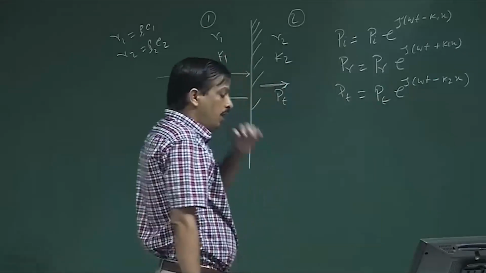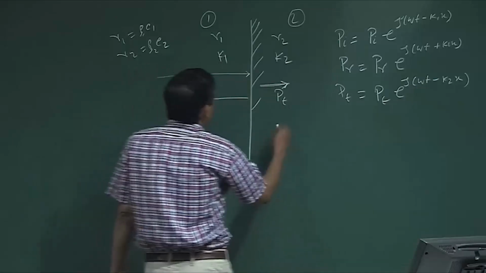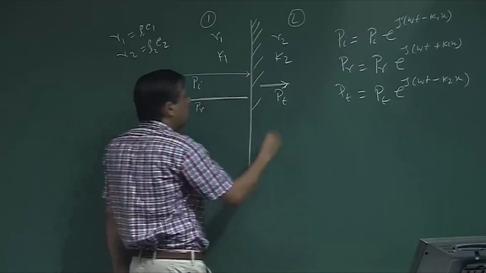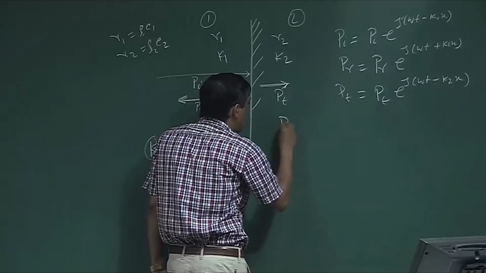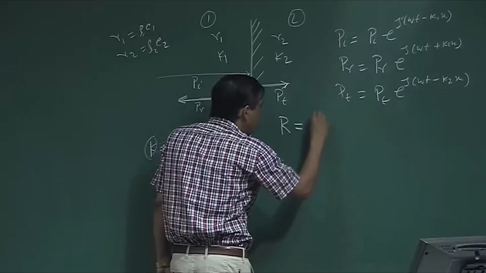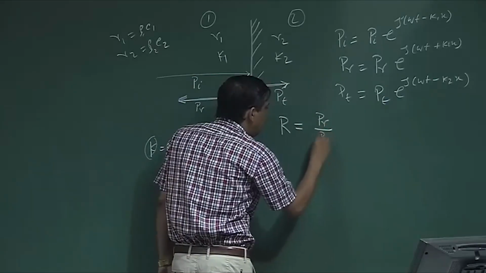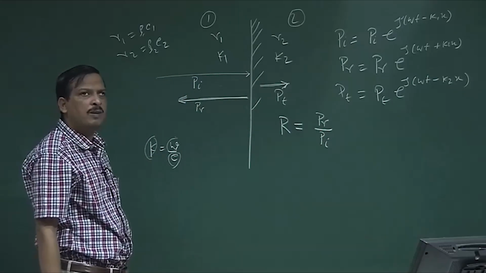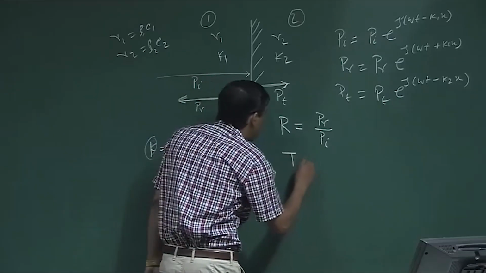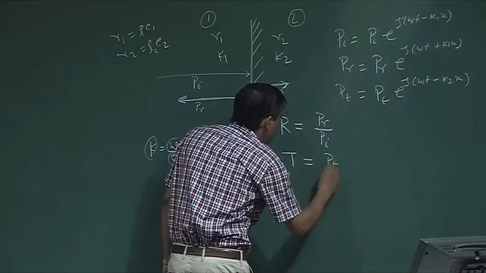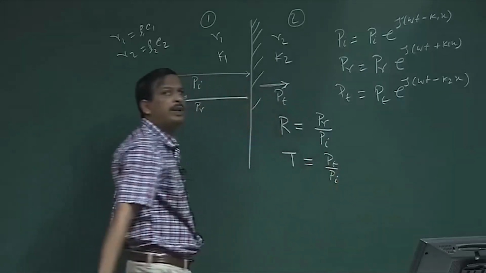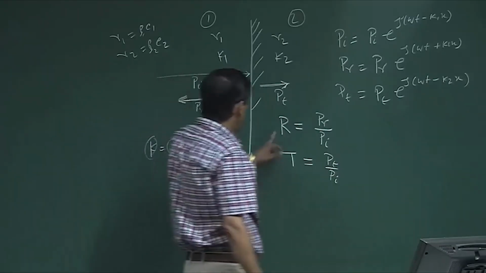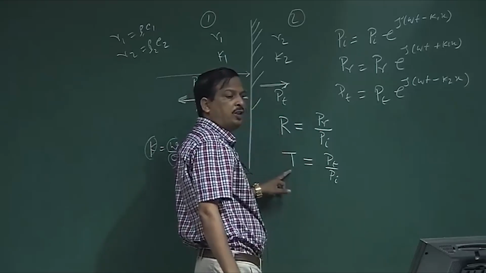Now, what is the reflection coefficient? The reflection coefficient R is the reflected pressure wave amplitude divided by the incident pressure wave amplitude. And the transmission coefficient T is Pt by Pi, the transmitted pressure wave divided by the incident pressure wave. So these are the reflection and transmission coefficients for the pressure.